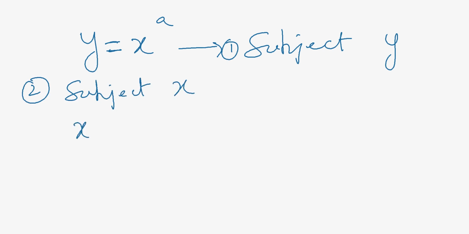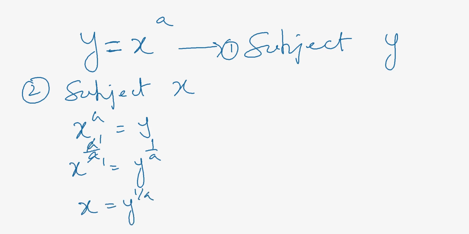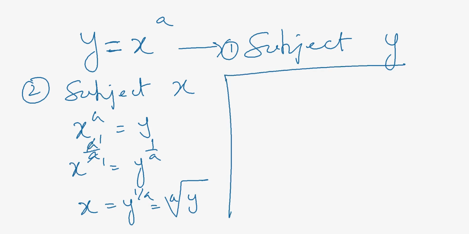That we did. Swap it, x power a equal to y, x power a over a equals y power 1 over a, x is y power 1 over a, the a-th root of y. Done, right? Yes, uncle. Now what is the third possibility? Still not catching this, right? Yes, uncle.